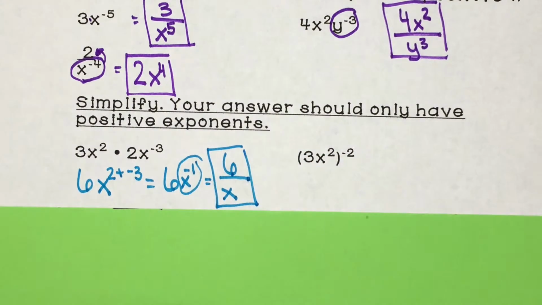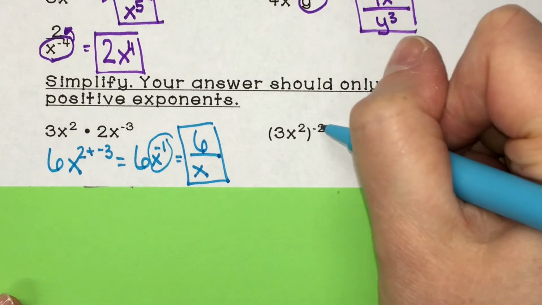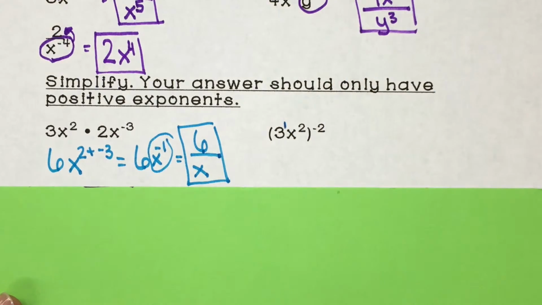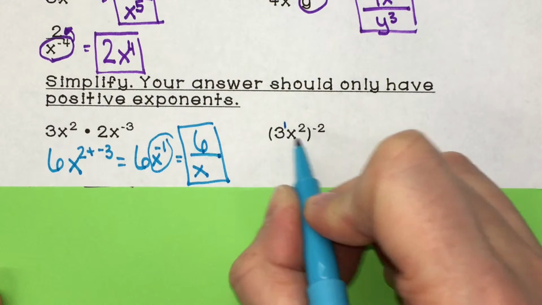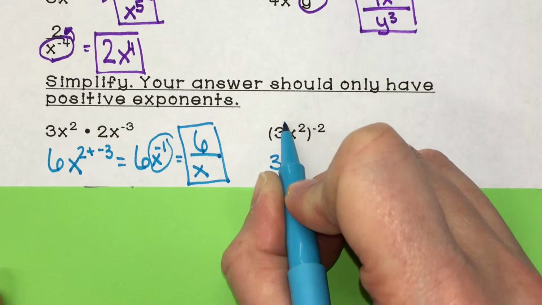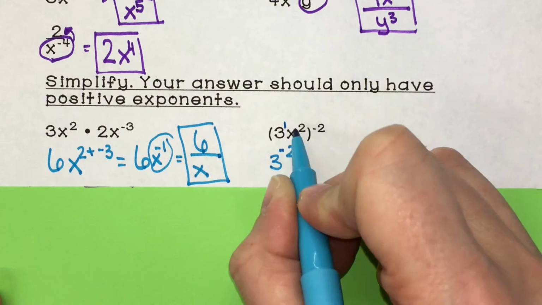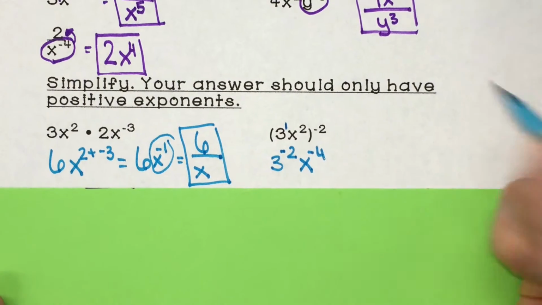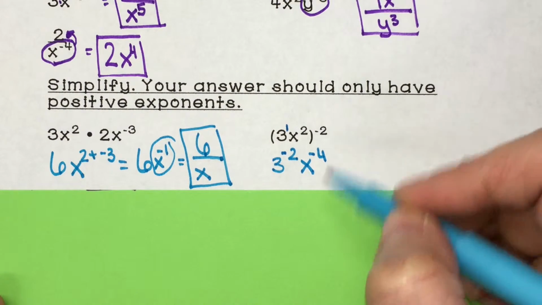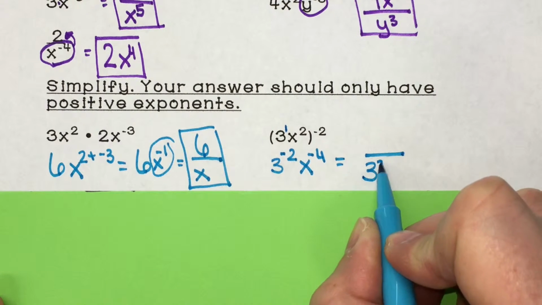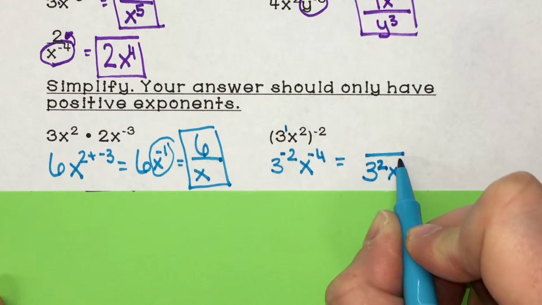All right, this one I have to do one step first. I have a power to a power. I'm going to raise 3 to the power of 1, and I'm going to multiply all the exponents inside by the 1 on the outside. So 1 times negative 2 is negative 2. X to the power of 2 times negative 2 is negative 4. So everything has a negative exponent, meaning it all has to move to the other side of the fraction bar. So 3 to the positive second, x to the positive fourth.